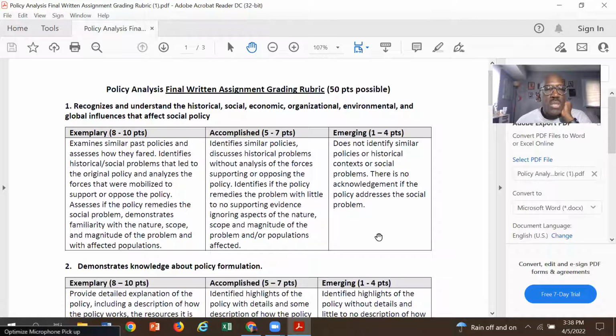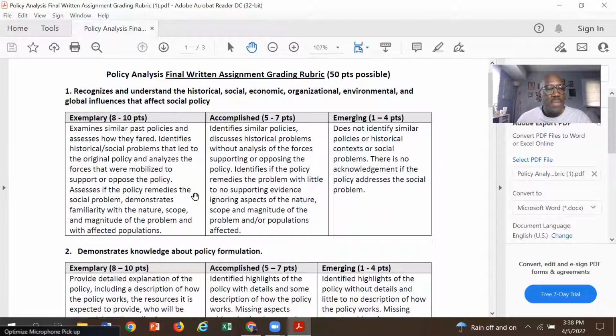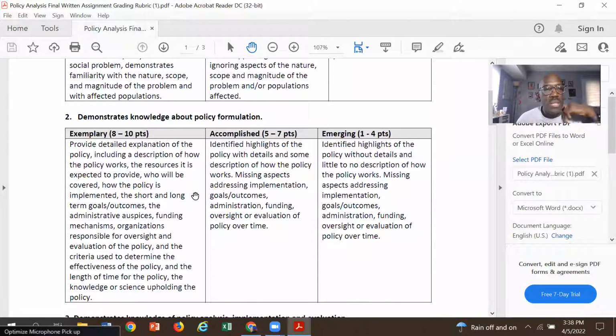The first thing that we're going to be looking for and grading you on is area number 1, which is understanding the historical, social, economic, organizational, environmental, and global influences that affect the policy. If you want to get the maximum points for this section, then your answers need to fall into the exemplary range. This is an example of what constitutes exemplary performance for that part of the paper. Moving on down, you can see demonstrating knowledge about the formation of the policy. Looking at the exemplary column, these are the things that you will need to make sure that you include in your analysis.